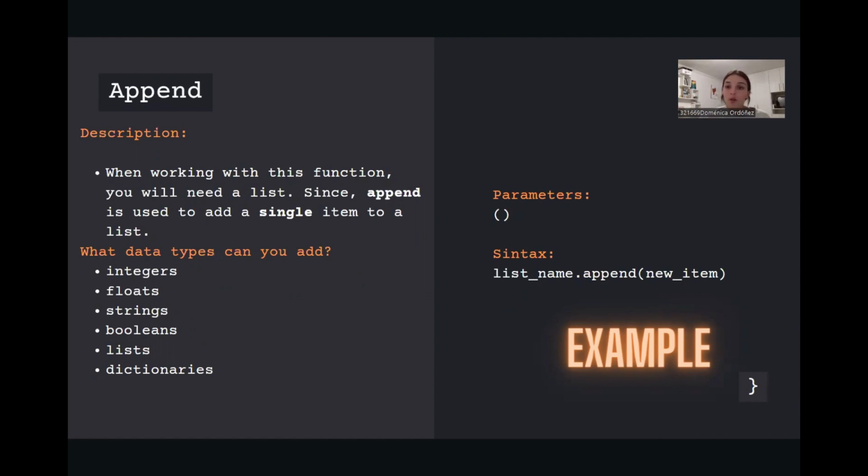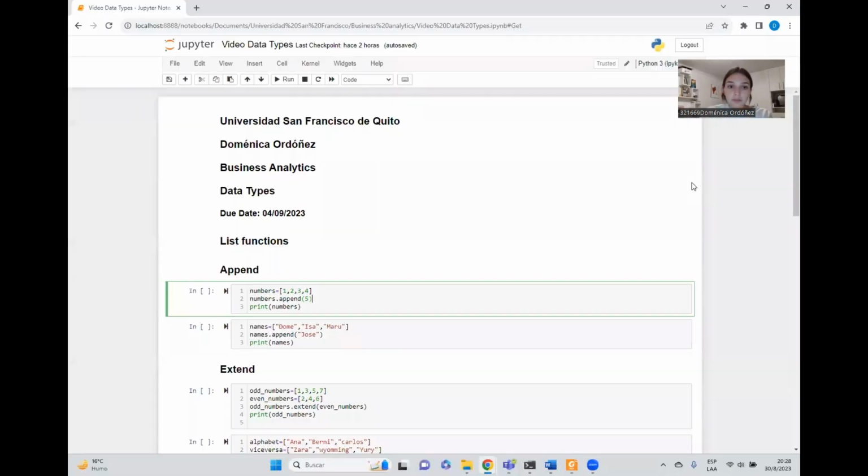You can add all types of data: integers, floats, strings, booleans, more lists, or a dictionary. There are no strict parameters that we have to use, and the syntax is really simple. You just add the list name to which you want to add the new item. Now I'm going to show you some examples.